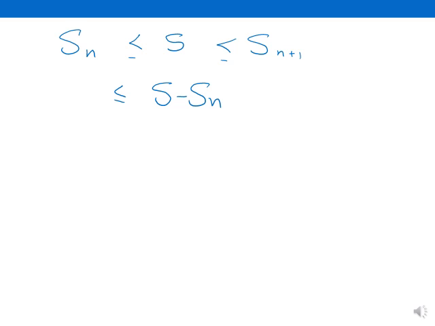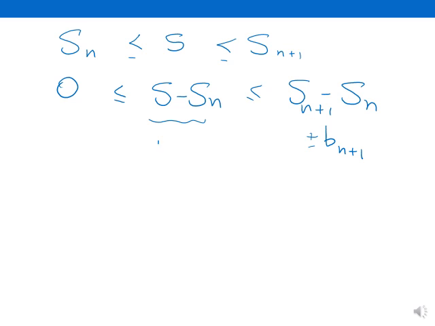As from the previous graph, we noticed that S is bounded between two consecutive sums. Okay, and if we subtract Sn from both sides, we'll obtain S minus Sn greater than or equal to 0, less than or equal to Sn plus 1 minus Sn. Actually, we know that this will be plus or minus bn plus 1.